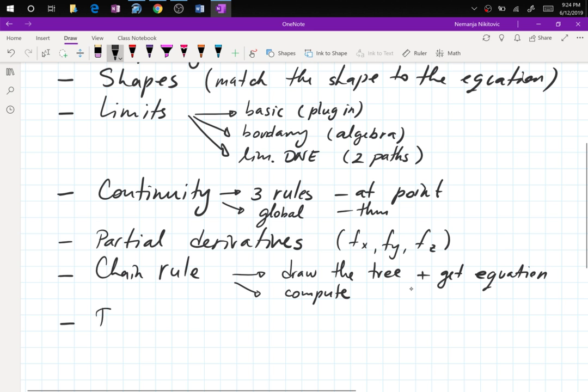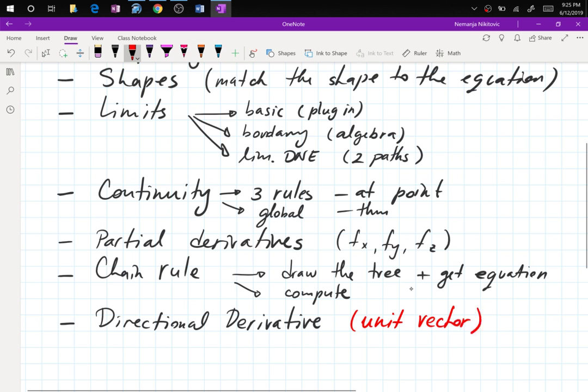Directional derivative. Why am I changing the color to red? What am I going to write next to directional derivative? Maybe I shouldn't write it next to this. Oh, something about a unit vector. Yes, I'm gonna write unit vector, because that's where your grade goes to die. Make sure you're using a unit vector, because most likely I will not be giving you a unit vector, you get one.